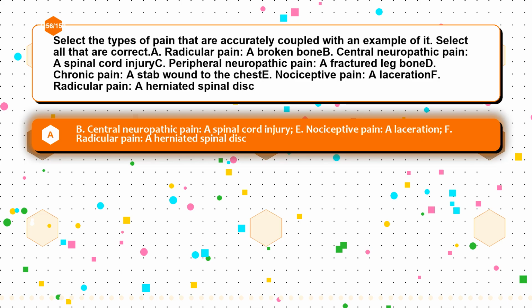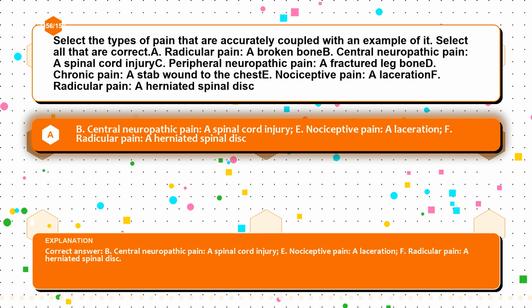The correct answer is option A. B. Central neuropathic pain, a spinal cord injury. E. Nociceptive pain, a laceration. F. Radicular pain, a herniated spinal disc. Correct answer B. Central neuropathic pain, a spinal cord injury. E. Nociceptive pain, a laceration. F. Radicular pain, a herniated spinal disc.